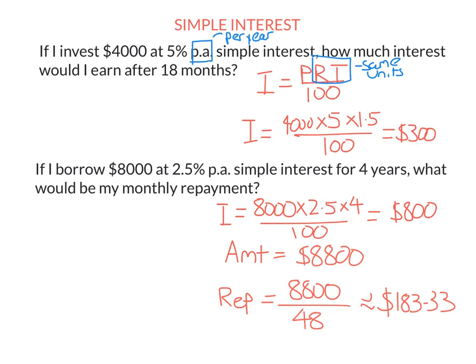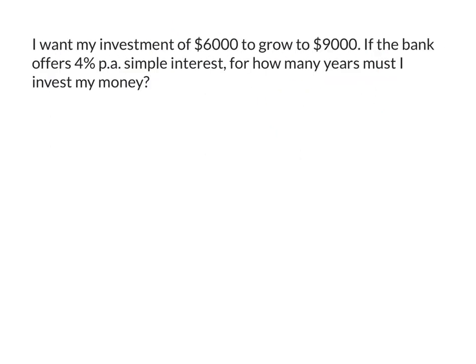So let's now look at using this formula, I equals PRT over 100, to find P, R or T. Let's do this question here. I want my investment of $6,000 to grow to $9,000. The bank offers 4% per annum simple interest, and I want to figure out for how many years I must invest my money. So I'm still using the same formula, I equals PRT over 100. But this time, I'm actually finding T. For how many years, I'm asked to find the time.